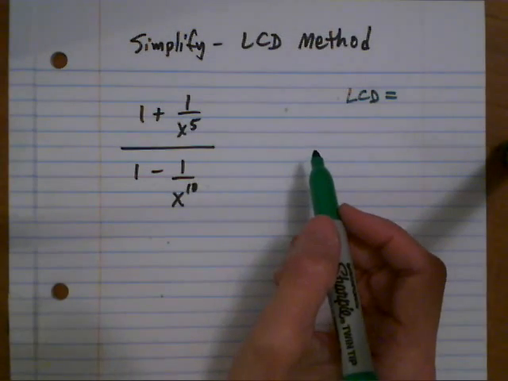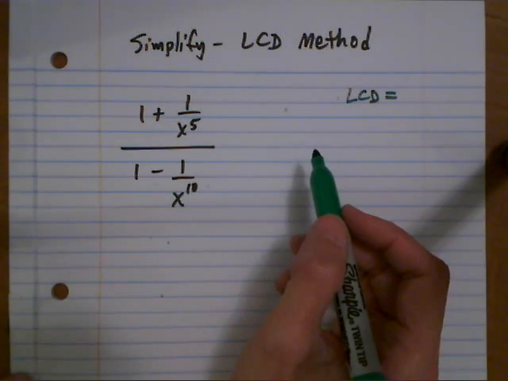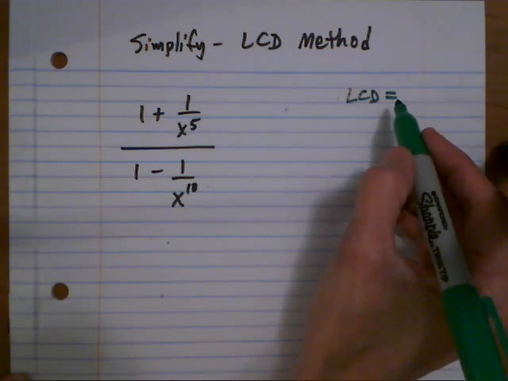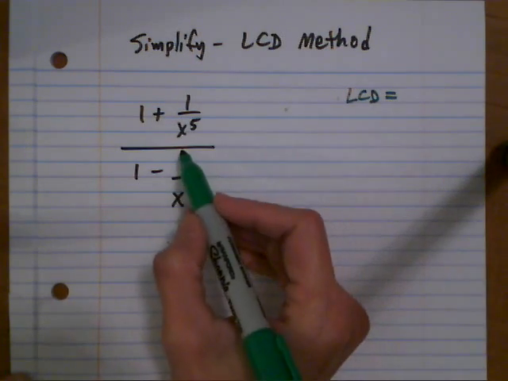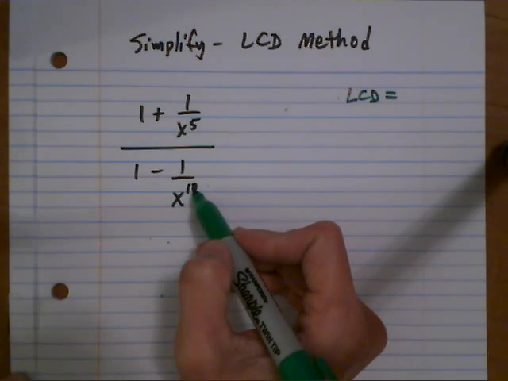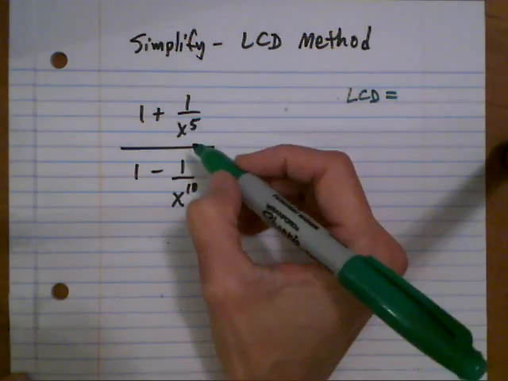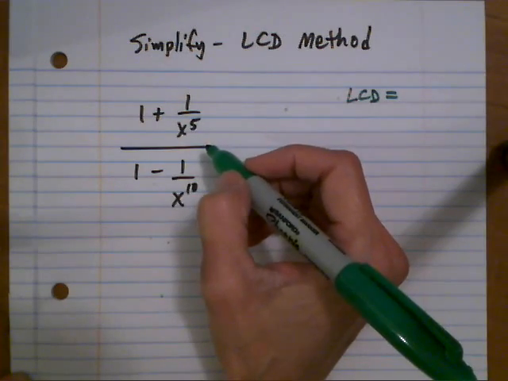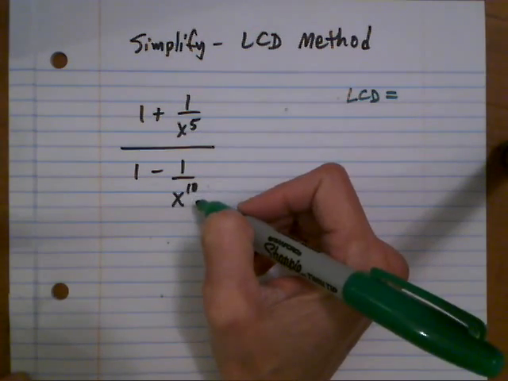We're going to simplify this complex fraction using the LCD method. So our first step is to figure out the LCD. If you look at the denominators, we have x to the 5th and x to the 10th. So think about taking each factor the most number of times it appears in any one denominator.